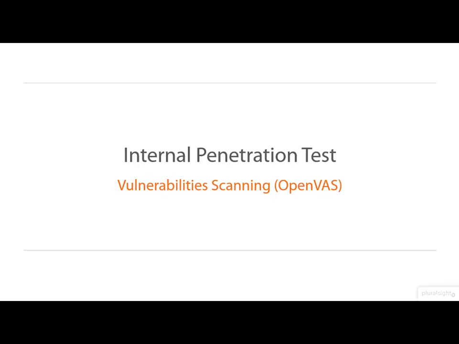OpenVAS, the Open Vulnerability Assessment System, is an excellent framework that can be used to assess the vulnerabilities of our client. This application is a fork of the Nessus project. Unlike Nessus, OpenVAS offers its feeds completely free of charge. Let's start scanning.